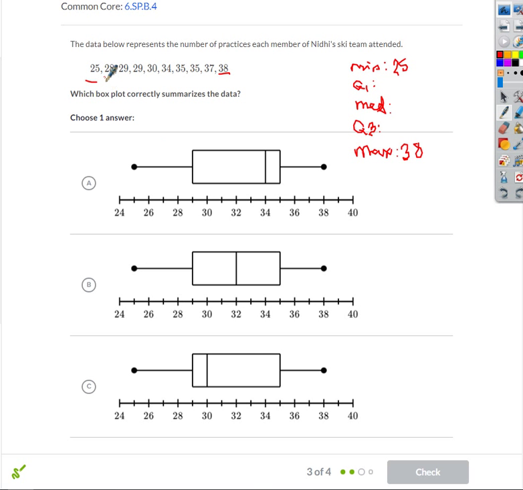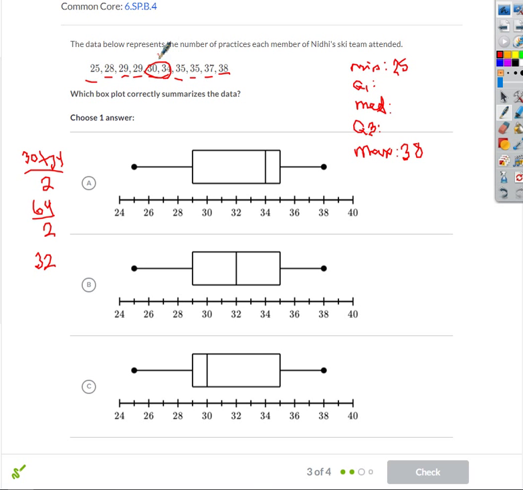And you go inside 28 and 37, 29 and 35, 29 and 35 again, and then 30 and 34. So there's no middle number. So we're going to find the average of those two. So 30 plus 34 divided by 2 gives you 64 divided by 2. And 64 divided by 2 is 32. But you could also say, well, since there's a difference of 4 between these, what number is halfway between 30 and 34?